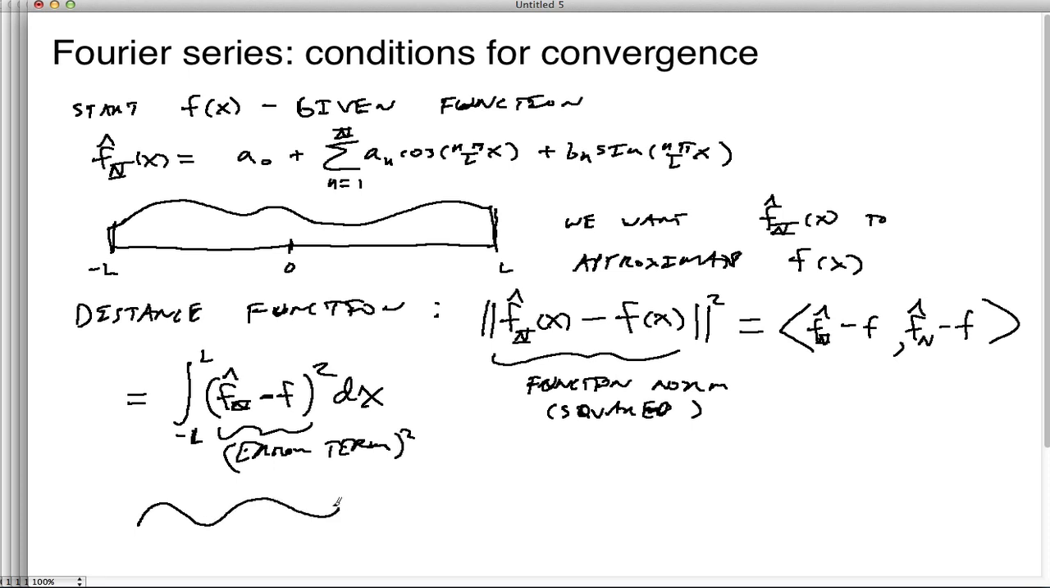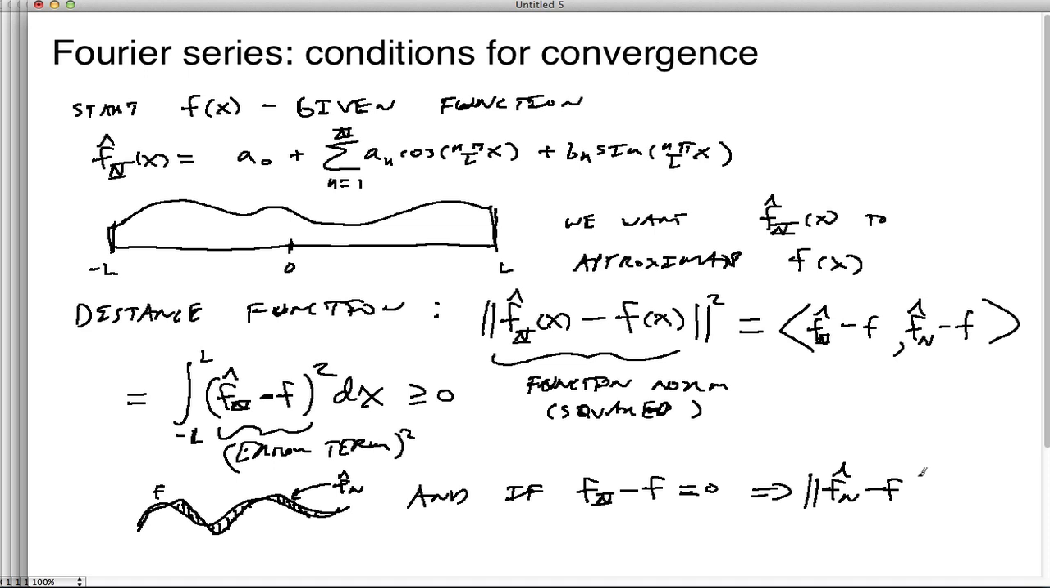So if we have a function here, here's f, and then f hat kind of goes like this, and that's f hat n. Everywhere that there is some difference between these two functions, we square that area under the curve, and that will add up to be some non-zero quantity. From the definition of the inner product, if f hat n minus f is equal to 0 everywhere on the interval, then we know that the norm of f hat n minus f is equal to 0 as well. Okay, so that's the idea.